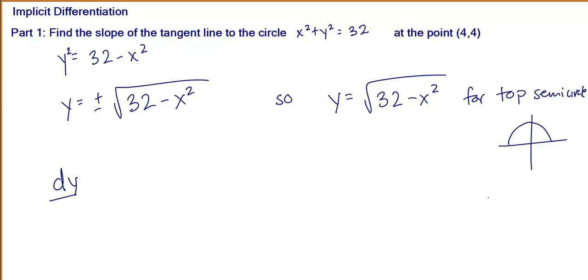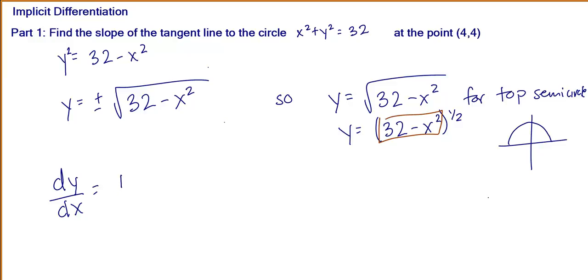So we could say dy/dx is equal to... to find this, it would probably be easier if I rewrite y as 32 minus x squared raised to the power of 1/2. To find this derivative, I'm going to use the chain rule. I like to draw in my little box. So I'd have a box around 32 minus x squared. That would be my inside function.